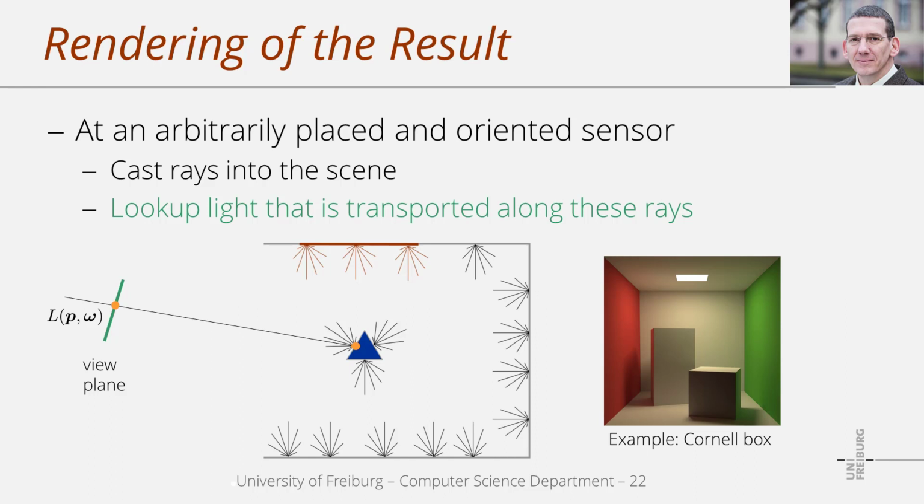The image on the right-hand side shows a rendering of a simple 3D scene. Again, the general goal is to compute the light transport from all surface points into all directions, and based on this information we cast rays from the sensor into the scene and look up the respective light values that comprise the image.